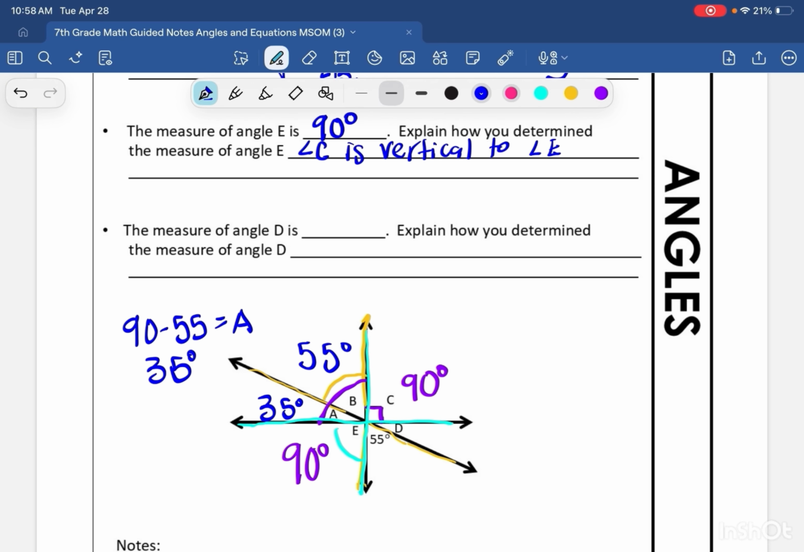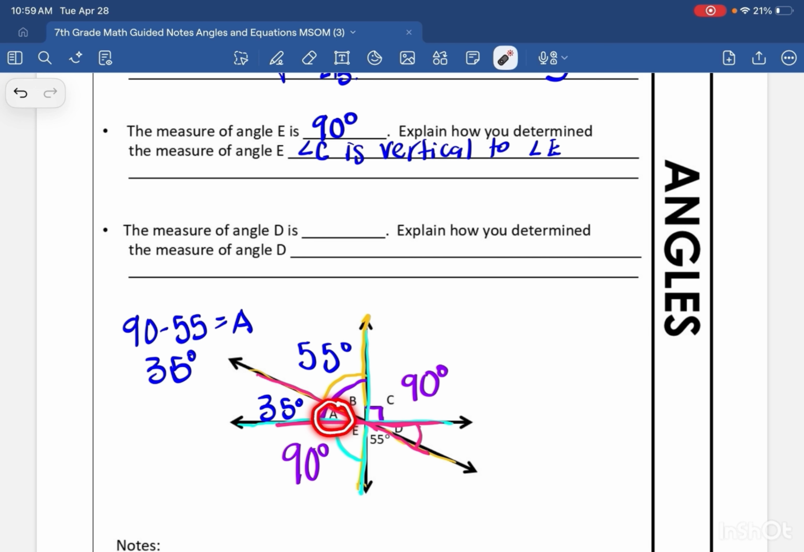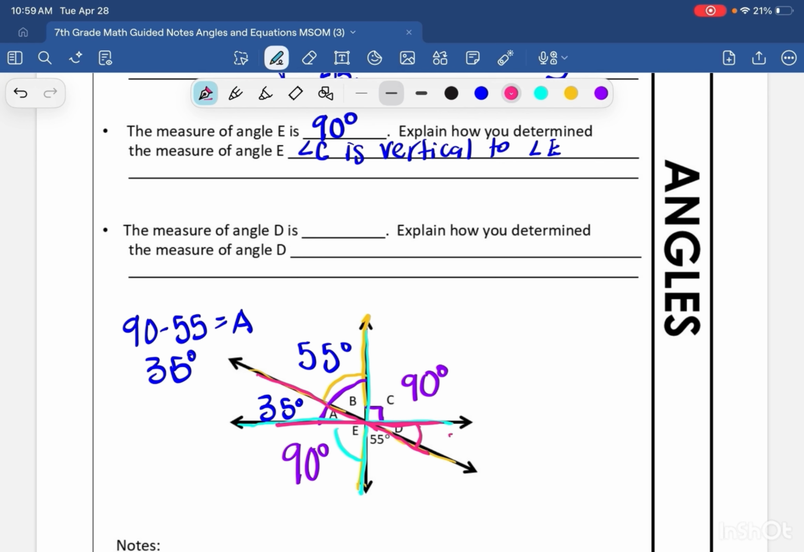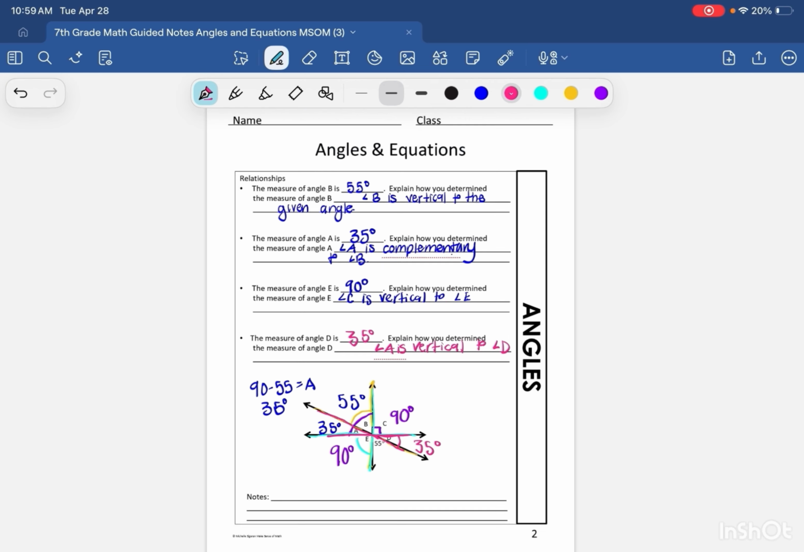Let's see, angle D is this angle right here. It's formed by these two lines. Again, I'm going to use vertical angles, extend those. And angle A is 35 degrees, so angle D also must be 35 degrees because it is vertical to angle A. Okay, how did I know that? Angle A is vertical to angle D. Or if you justified it a different way, then that's okay too. Okay? All right, next page.